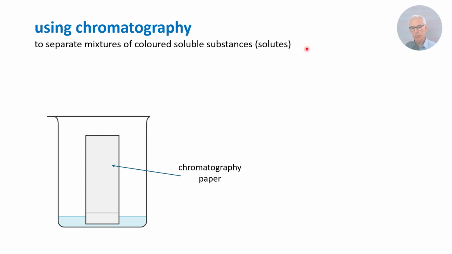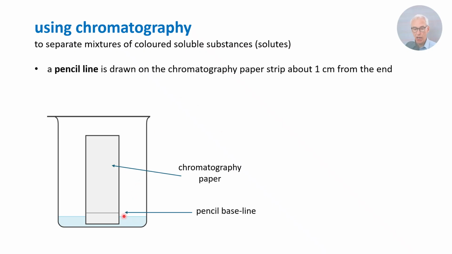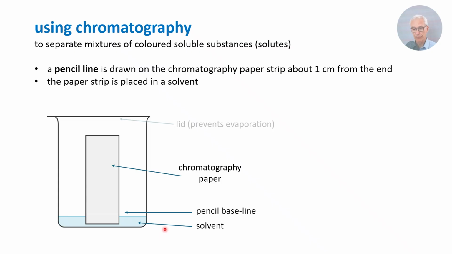Chromatography can be used to separate mixtures of colored soluble substances, that is, solutes. The setup: you take a chromatography paper and draw a pencil line around 1 centimeter from the end. You then place the chromatography paper in a chromatography tank, which contains a solvent. A lid is placed on the tank to prevent the evaporation of the solvent. The solvent rises up the chromatography paper.